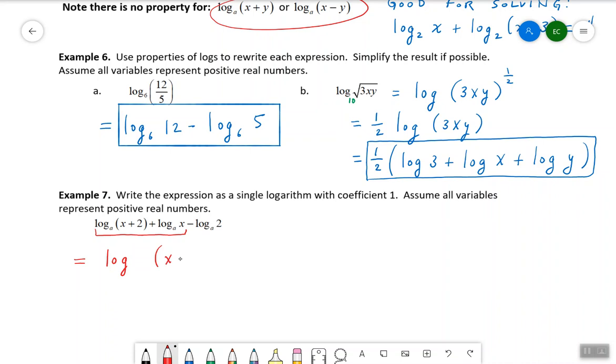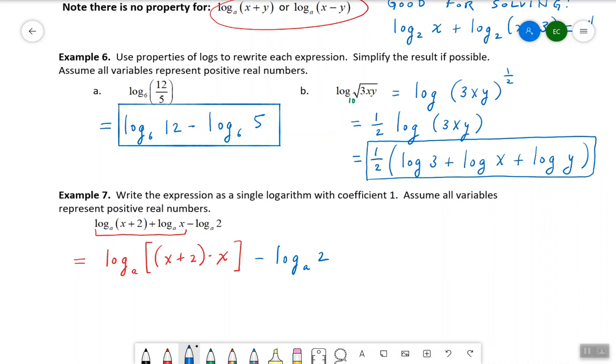So that would be x plus 2 times x. And of course the base is a. And if you wanted to, you could put some emphasis on the order of operations by putting brackets around x plus 2 times x. Okay. And then there's still a minus log of 2 at the end.